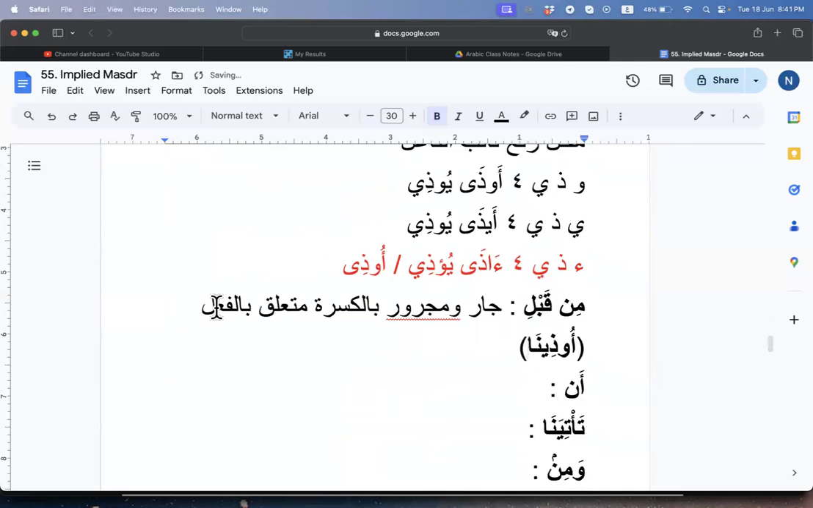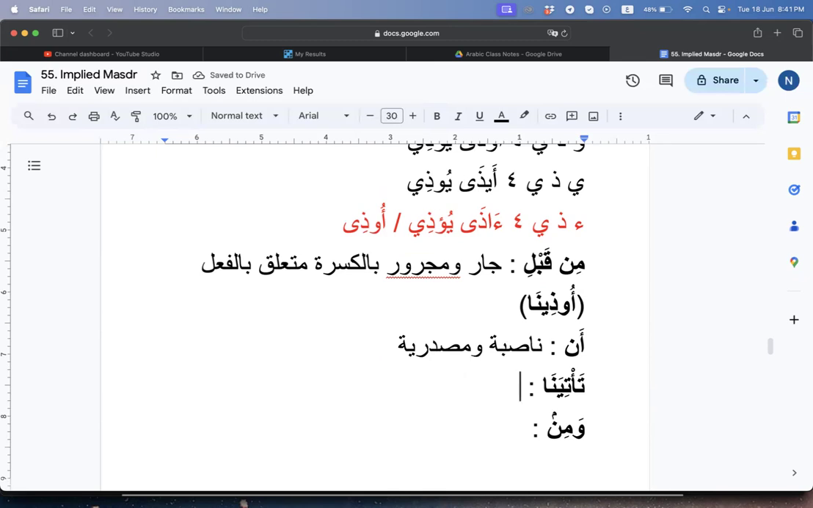An is again masdar, yes. Masdariya, and what is it? Not shartiya, shartiya is in. What does an masdariya do, before you learn about masdariya? It makes the verb mansub. Correct. And then Tatiyana. Is it fi'l mudari? Yes, it is. What kind? Fi'l mudari: marfu', mansub, or majzum?